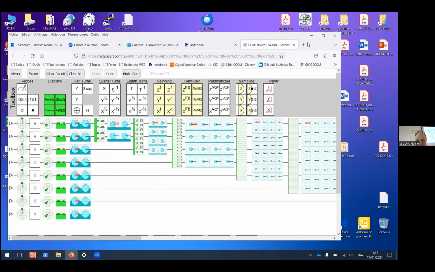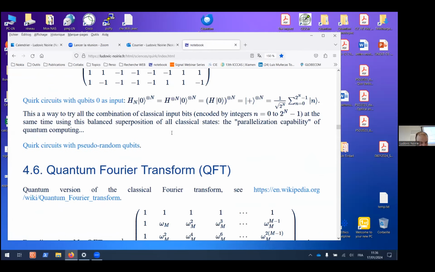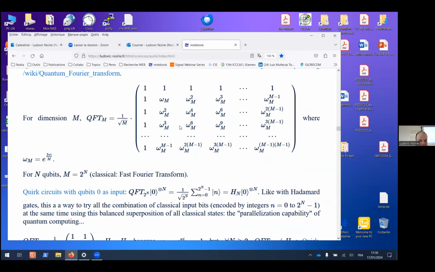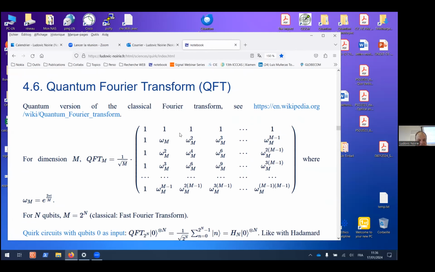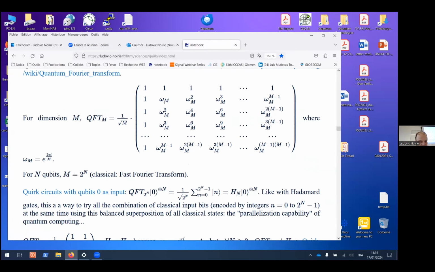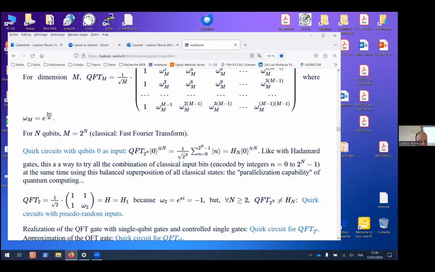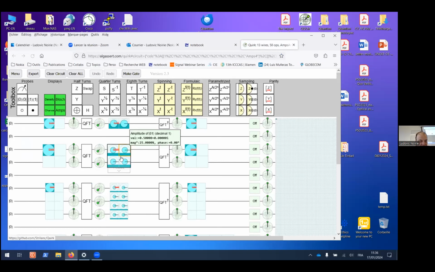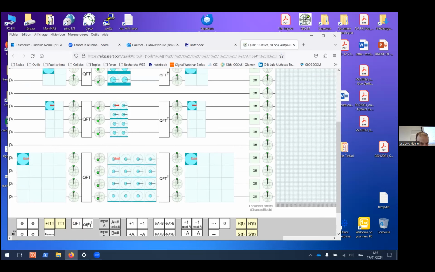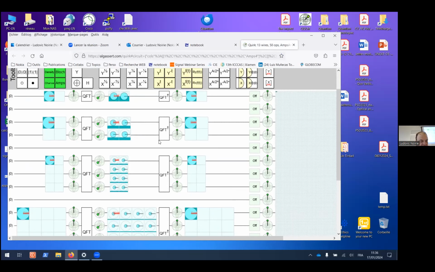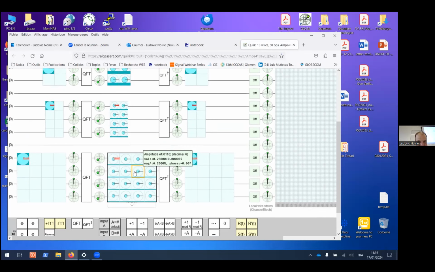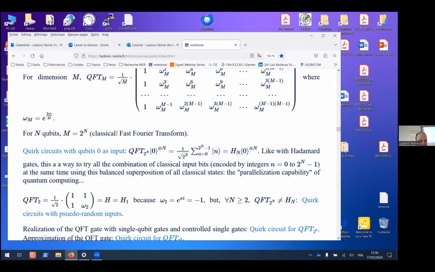The application of the Hadamard gate is used quite often in quantum computing algorithms. The quantum Fourier transform is the version of the classical Fourier transform but applied in quantum. So the matrix is of this shape. Just to show what it does on the 0 qubit, I apply the quantum Fourier transform, which is already implemented. You see that on the 0, it does the same as the Hadamard gate, but on other states, it has a different action.